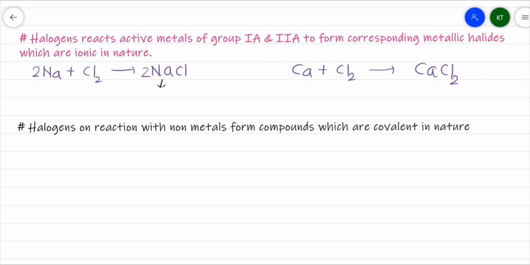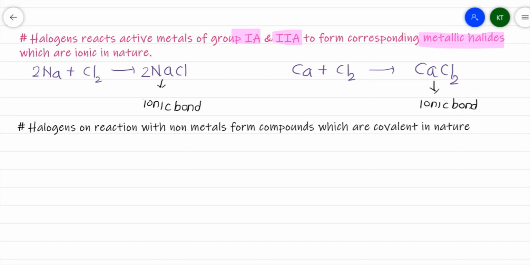Here ionic bond is present, and here also ionic bond is present. There is a transfer of electron from sodium to chlorine in the case of sodium chloride, and from calcium to chlorine in calcium chloride. So halogens do react with active metals of group 1 and group 2A, that is alkali metals and alkaline earth metals, so as to form corresponding metallic halides, and these metallic halides are ionic in nature.